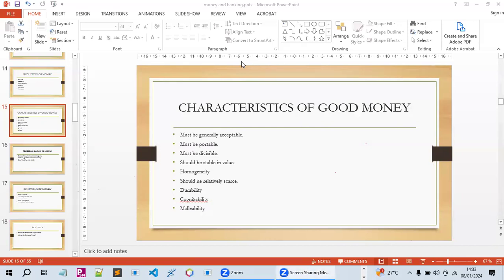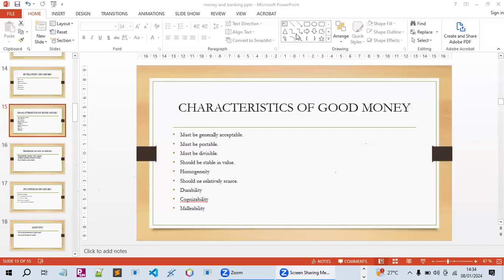For homogeneity, what I meant is that good money should be uniform throughout the country. This means that a 1,000 shilling note you find in Kampala should be the same 1,000 shilling note you find in Bara or Gulu.